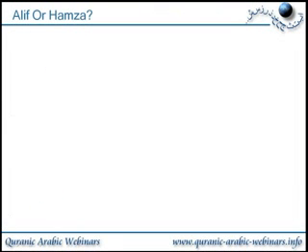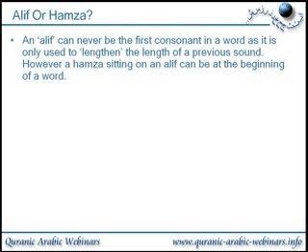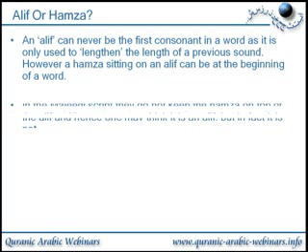Alif or hamza. So we're going to cover an area where people get confused between what is alif and what is hamza. An alif can never be the first consonant in a word, because remember, alif is actually a long vowel and is always a long vowel. It is never a consonant, as it is only used to lengthen the sound of a previous sound, i.e. the fathah. However, a hamza sitting on an alif can be at the beginning of a word.